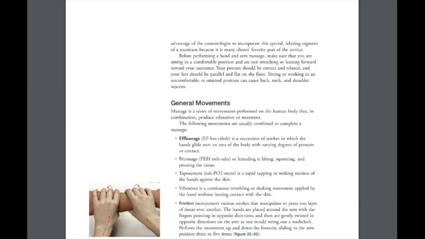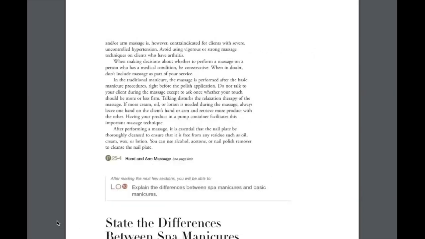The hands are placed around the arm with the fingers pointing in opposite directions, and then gently twisted in opposite directions on the arm as one would wring out a washcloth. The purpose of giving a massage in manicuring is the inducement of relaxation. You want to have your client as relaxed as possible. Same goes when you're doing a shampoo service. You want to have your client as relaxed as possible to relieve any tension, stress, or pressure. Same goes for people in their hands.